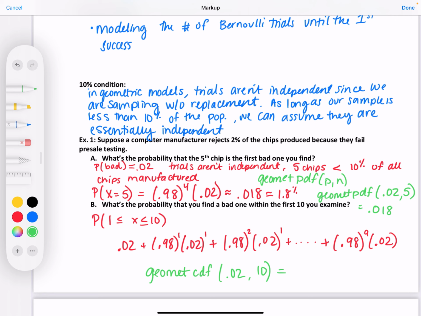And another thing we could have also done, I'll just write down here, is we could have also done 1 minus the probability of no bad in 10. So we could have done 1 minus 0.98. Or not 1 minus 0.98, but 1 minus 0.98 to the 10th. Or something like that. Anyways.